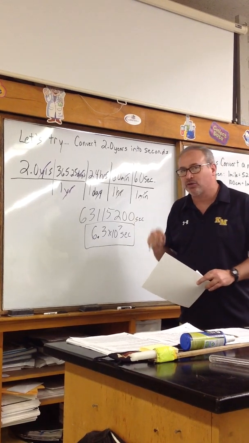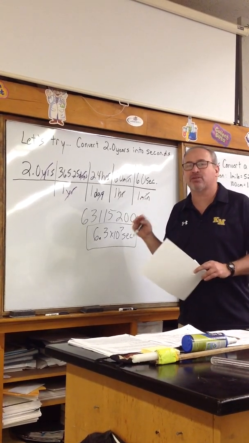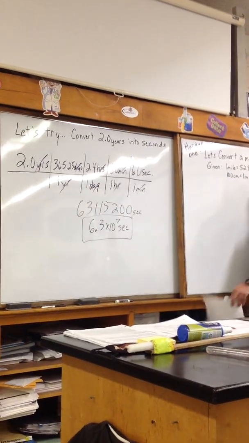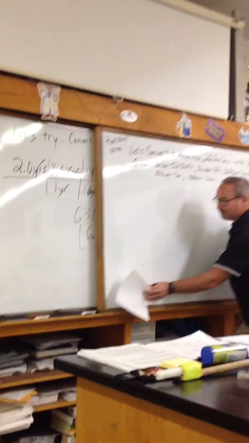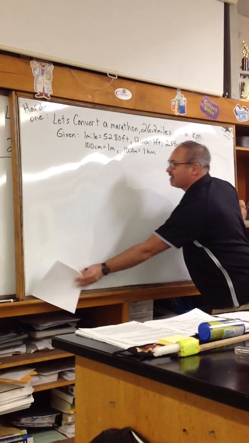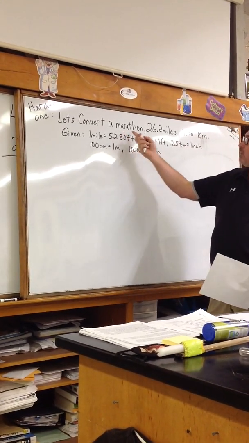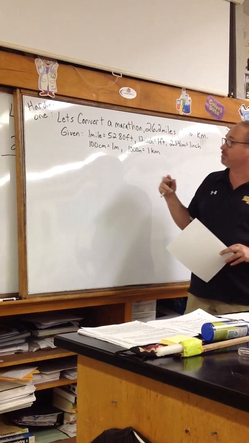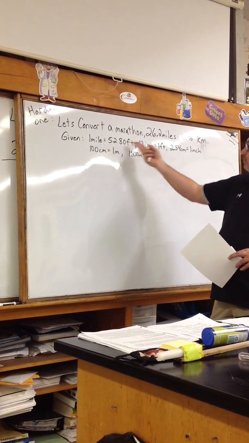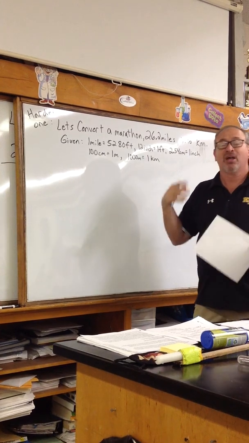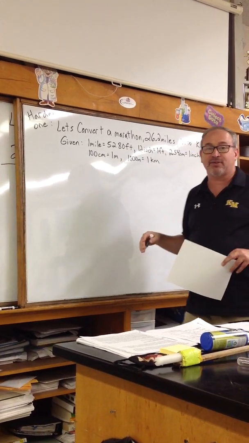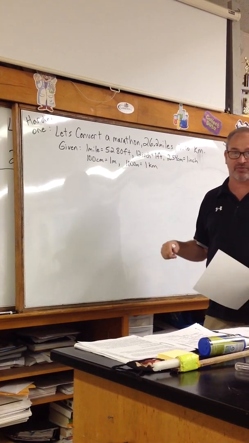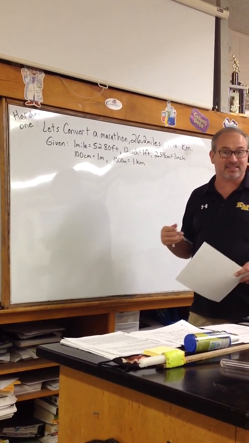Let's try one a little bit harder that has something we have to divide by on the bottom. So I'm going to slide the board over. There we go. Let's try it harder. We're going to convert a marathon, 26.2 miles, into kilometers. We're given all these conversion factors. Sometimes in the question, you're given some conversion factors. This one has a whole bunch of conversion factors, so it makes it real easy to set up.